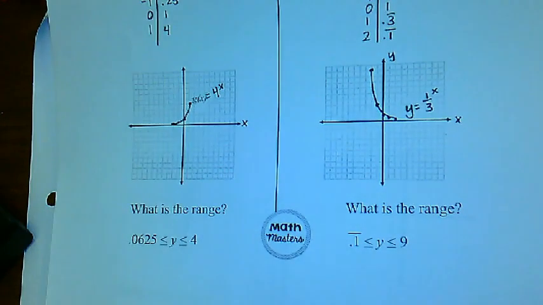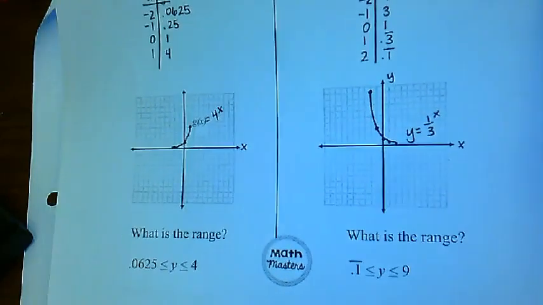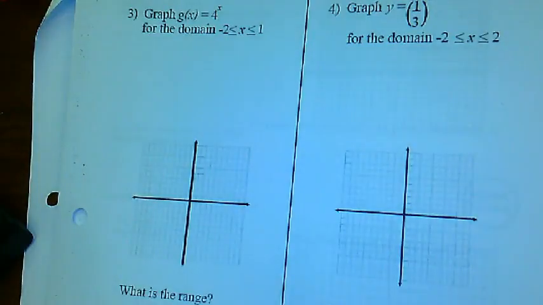All right, and then that's how you write your answer. Again, do not forget, we are giving you a specific domain, so you're going to have a specific range, and you do not have arrows on the ends of these.